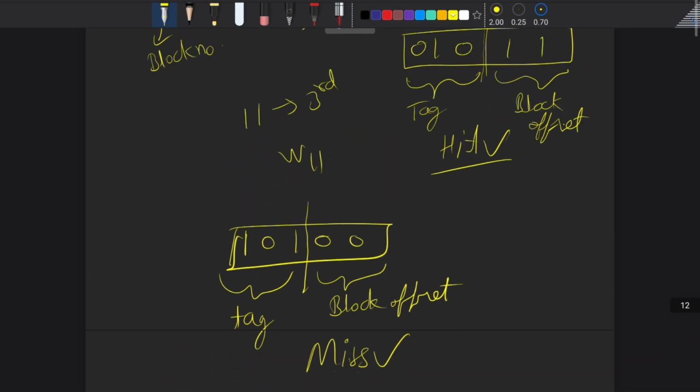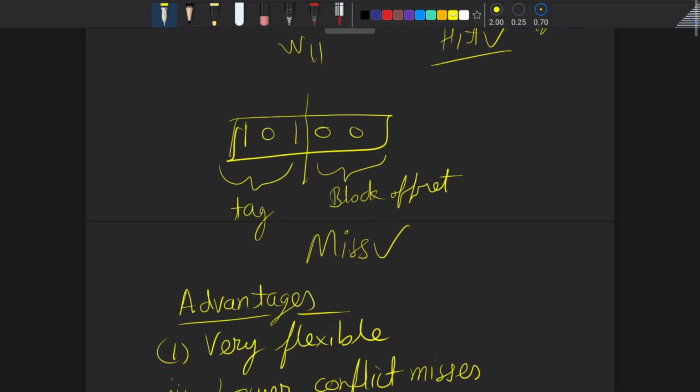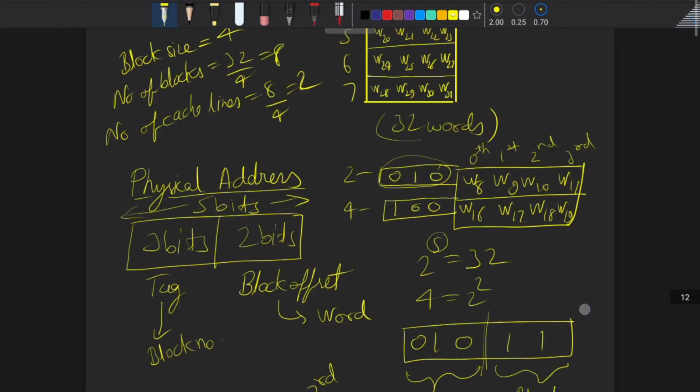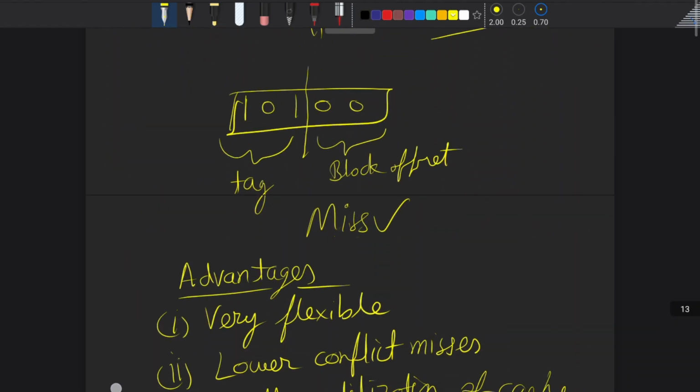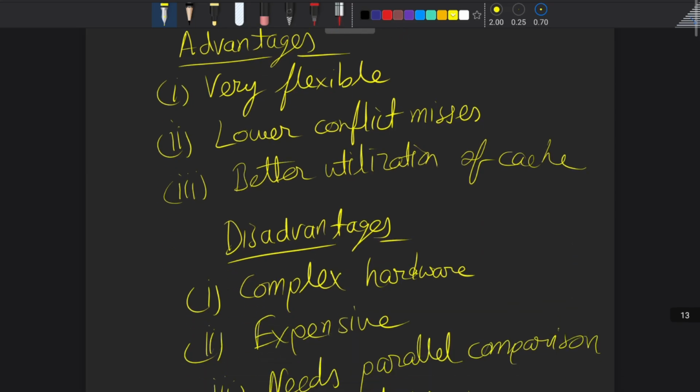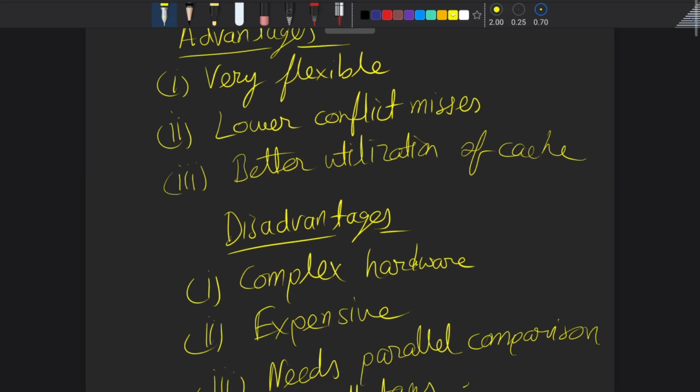So although associative mapping gives us many advantages by being very flexible, allowing us to map any block to any cache line and giving us a better utilization of cache memory, it also has disadvantages: it needs complex hardware, which makes it expensive, and it needs parallel comparison of all tags.